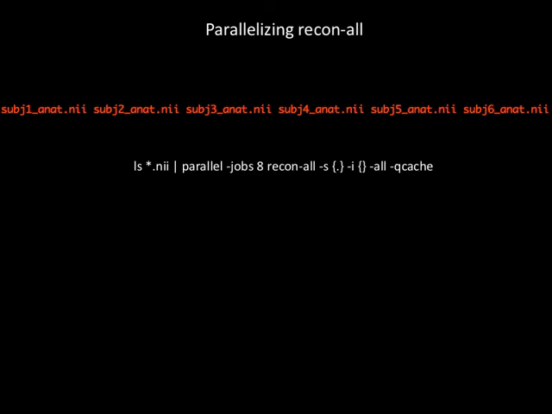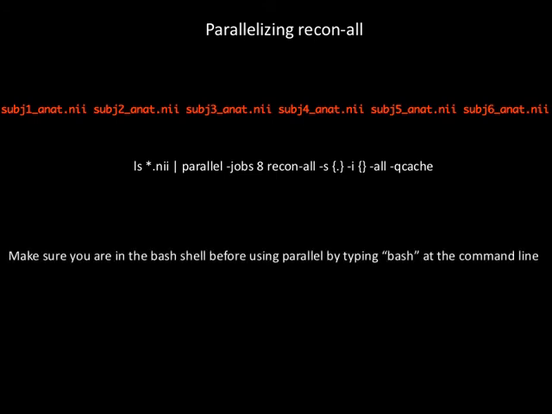Once you install Parallel, which is just like a one-line thing, once you've installed Xcode and Homebrew, it's like brew install Parallel. Again, it'll be at the very end. But once you have that, here's what the command is going to look like. You're going to just list and grab with a wildcard all of your subject names, and then pipe it into Parallel. Specify the number of jobs, and then recon-all.